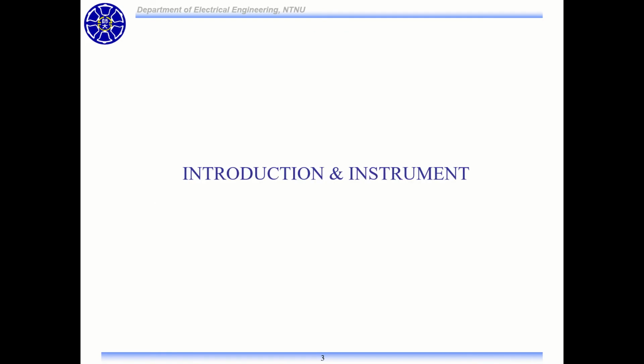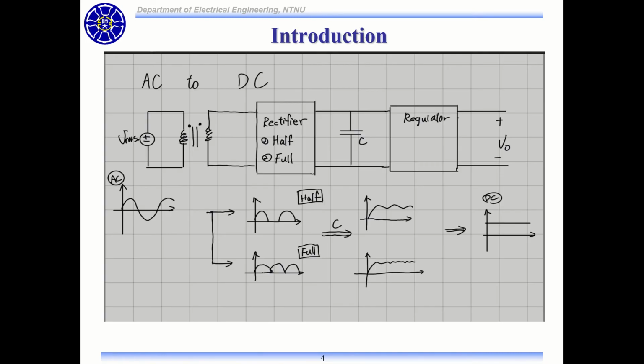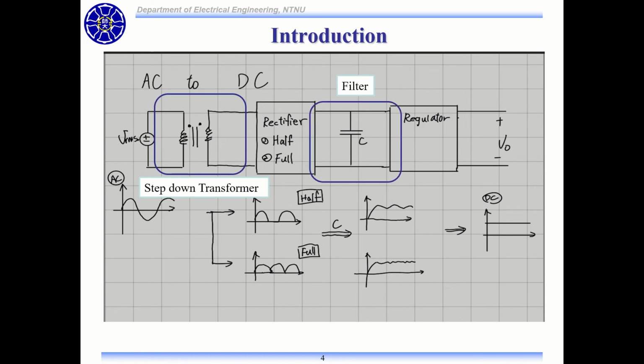First, let's introduce our topic. There are four steps in the AC to DC: the step down transformer, the rectifier, the filter, and the regulator.